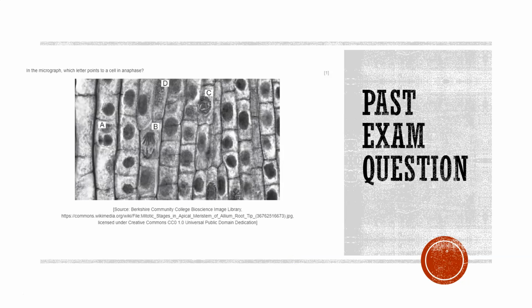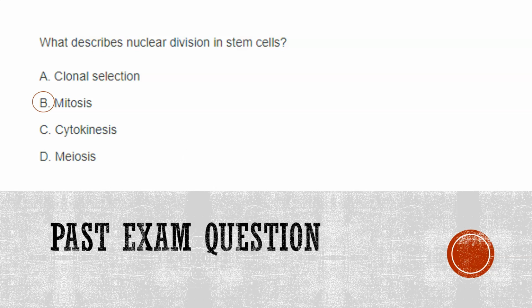Alright, past exam question. Let's have a look at this. In the micrograph, which letter points to a cell in the anaphase? Looking closely, we've got cells there, and you can see here in the anaphase we've got those spindle fibres forming. That's what's giving that away. You can see those finger-like structures there.